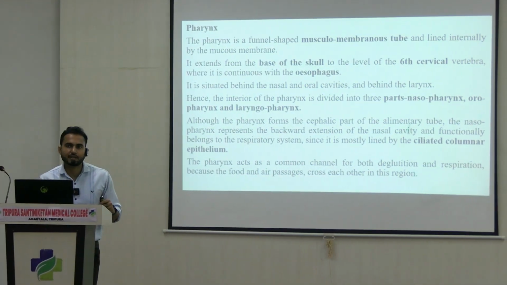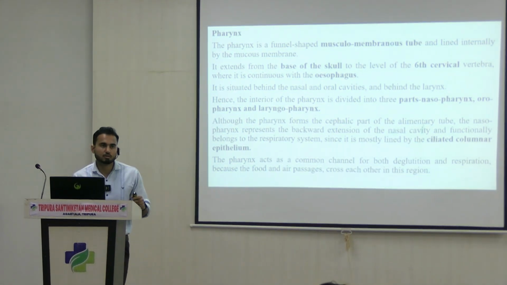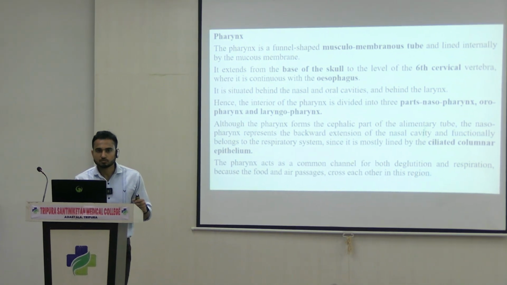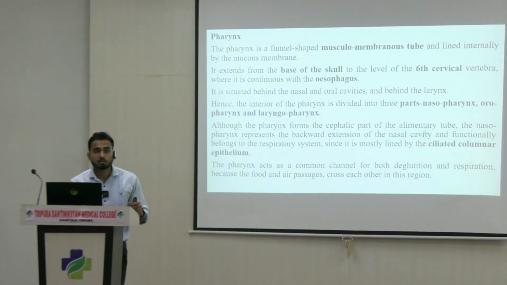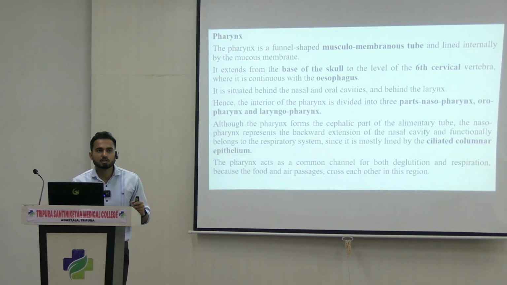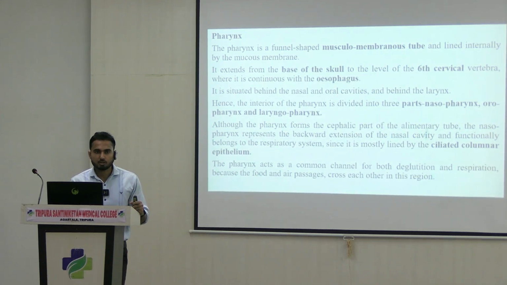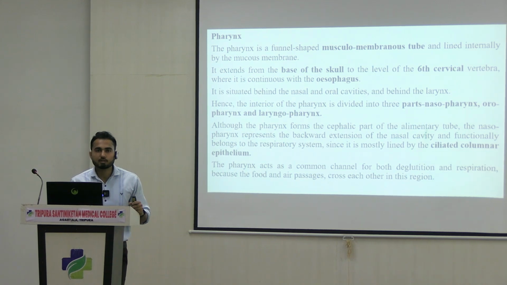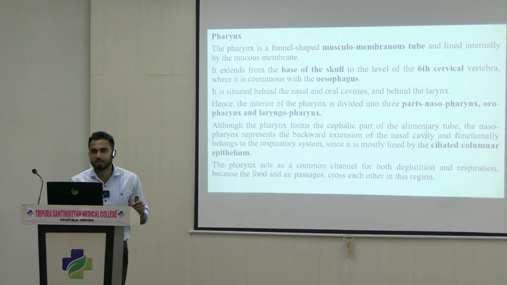So let me ask, can anyone tell me what type of structure the pharynx is? What will be the shape of the pharynx? Circular, oval, triangular? Not exactly. Actually, it is tubular in shape. Why does it appear funnel shaped? Because the upper part is broader, and the lower part is narrower. That's why it appears funnel shaped. But mostly it is tubular in shape.